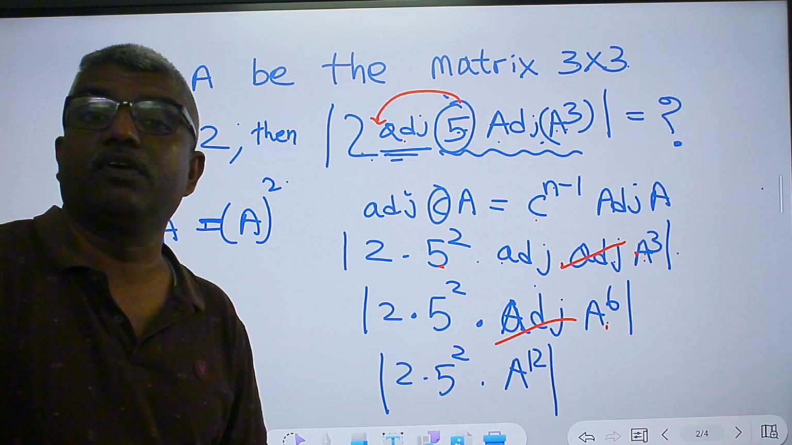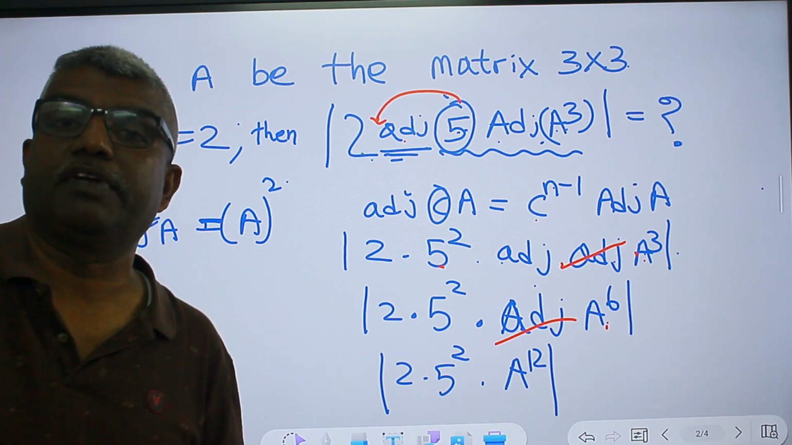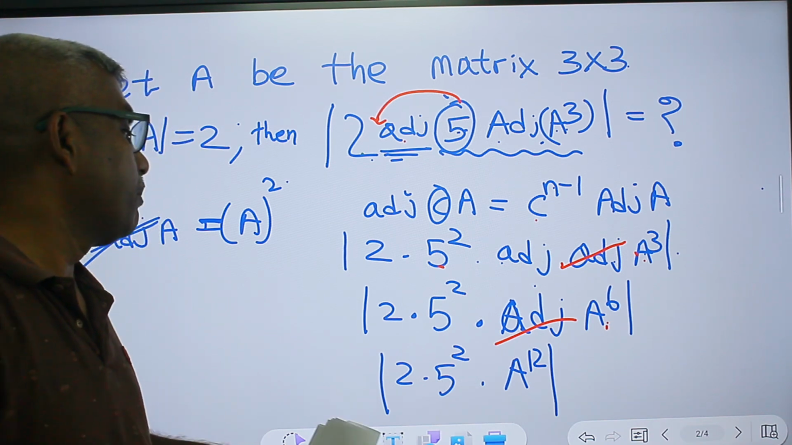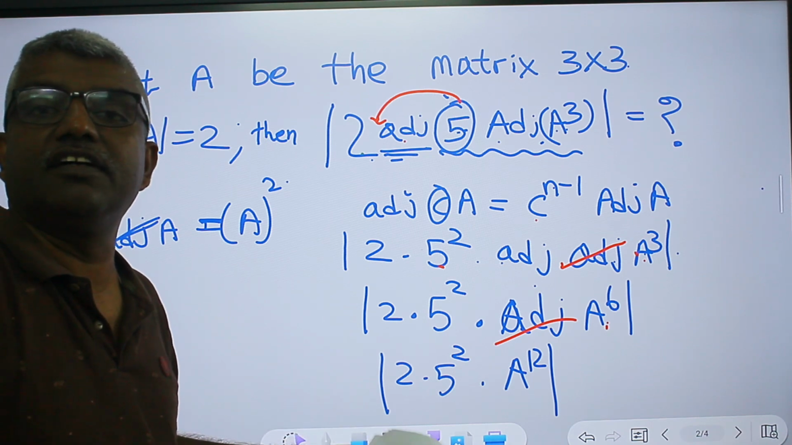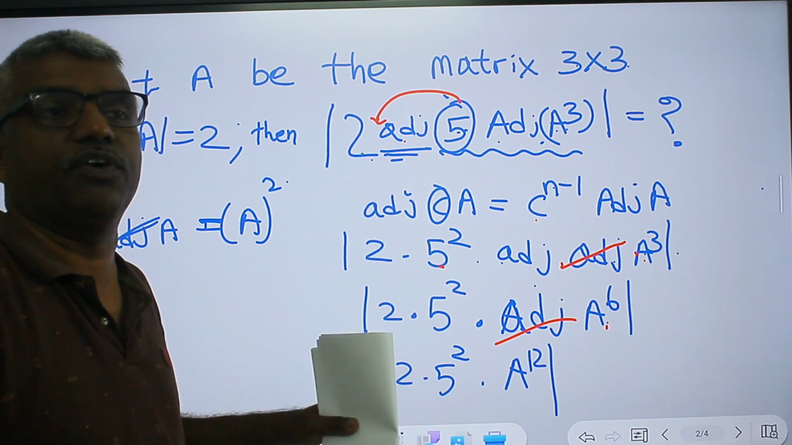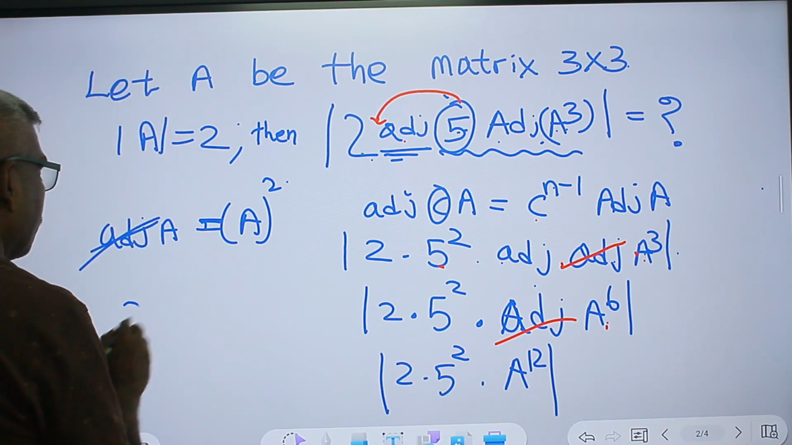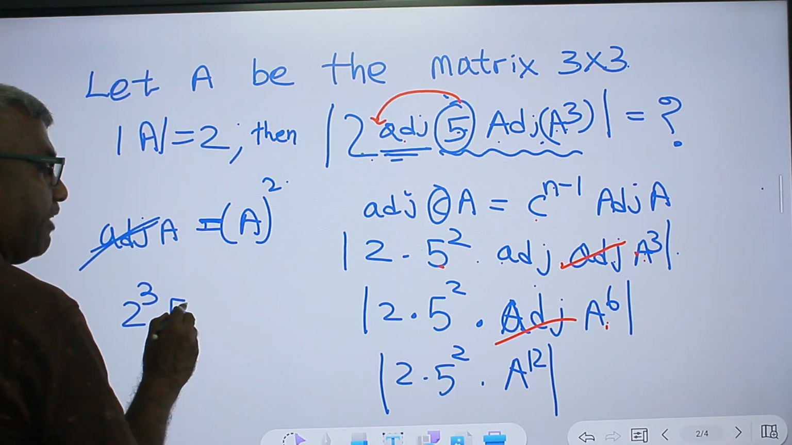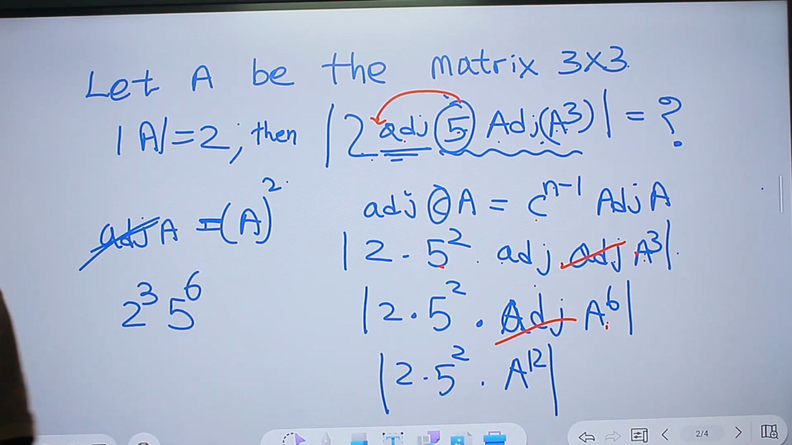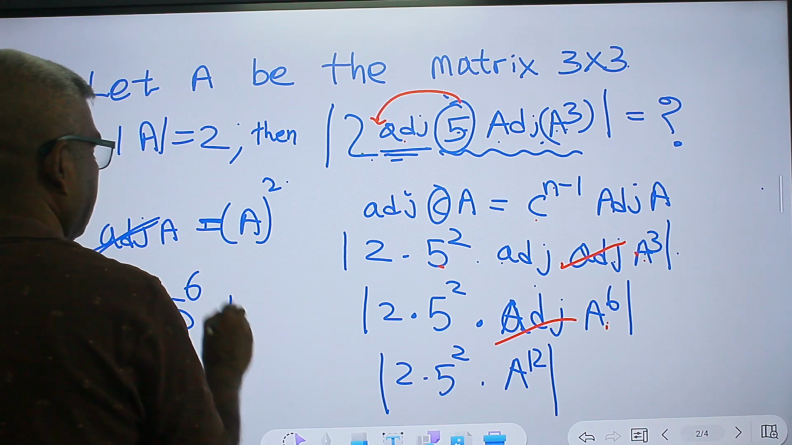Now the third rule: if you take any scalar quantity out of a determinant, it will be raised to the power n, where n is the order of the matrix. So 2 cube, 5 power 6, determinant of A power 12.